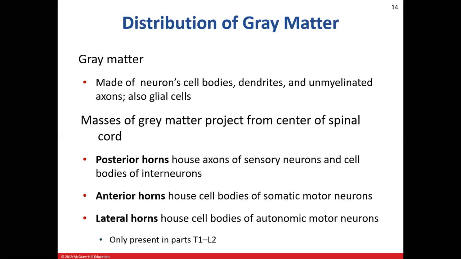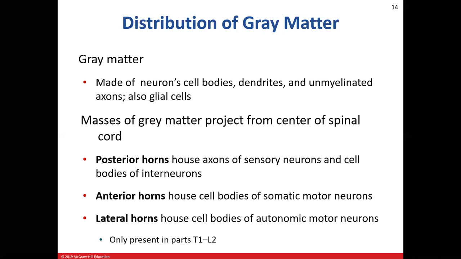So as we look at the gray matter core and we look at what gray matter is, again, we know gray matter at this point is unmyelinated. The gray matter, however, is made of the neuron cell bodies and the dendrites, as well as a handful of the unmyelinated axons. The other thing we're going to find are some of the glial cells that are involved with the CNS. Within the gray matter, we're going to see this mass of tissue, this gray matter core, and it's going to project from the center of the spinal cord.